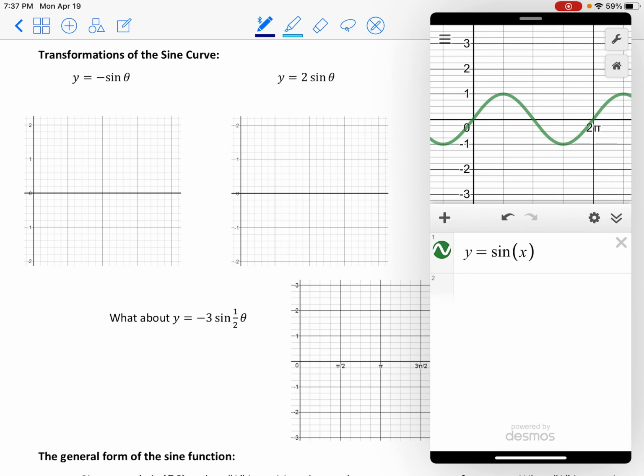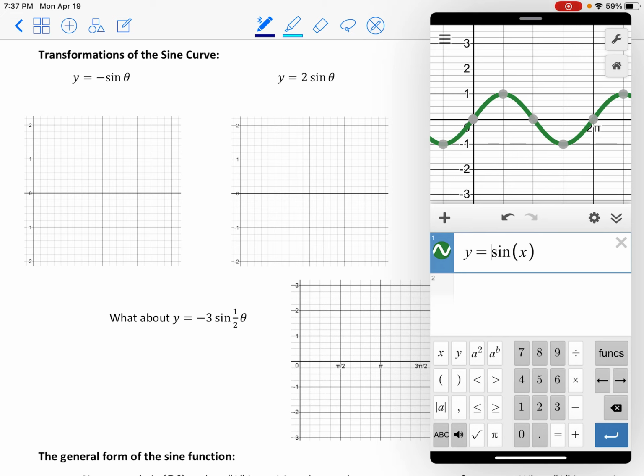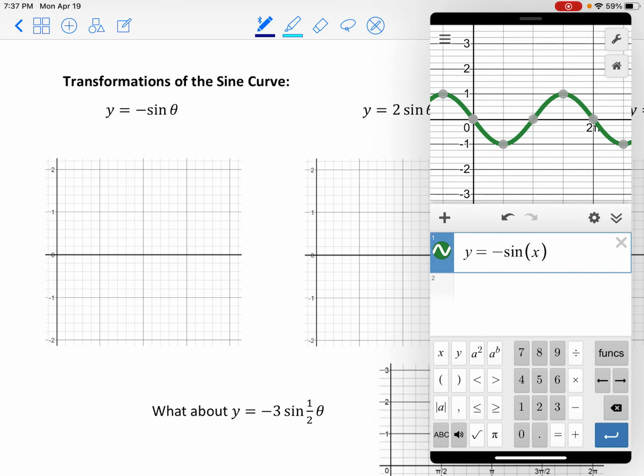Now if I just stick a negative out in front of the function, what's going to happen is precisely what you're thinking is going to happen. It's going to reflect that graph over the x-axis. Okay, so that negative does the same thing it does for all of our other functions. That makes our graph reflect over the x-axis.